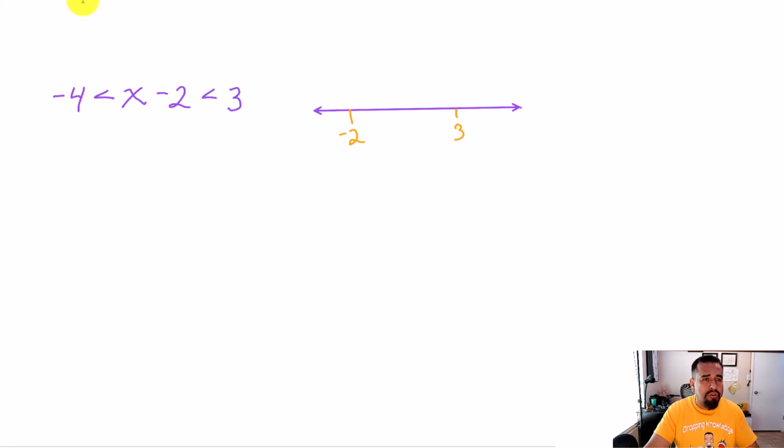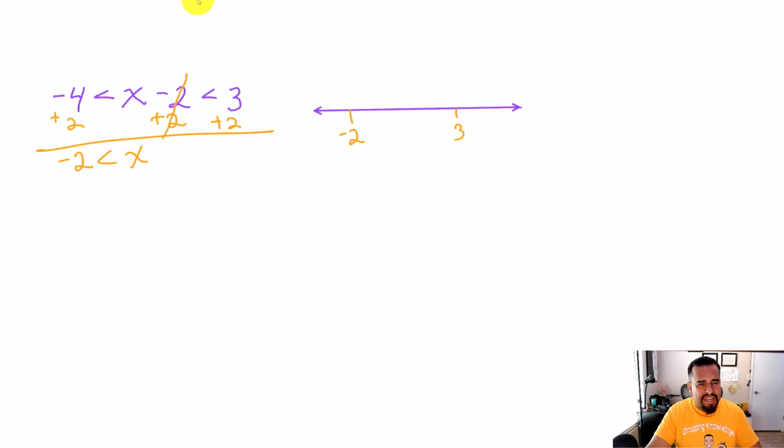So what we're going to do is take the -2 that's in between. And remember to use inverse operations. So we're going to add 2 to all constants, all numbers here. All right? That's all we need to do. -4 plus 2 is going to give me a -2 less than x. Right here, I don't have anything anymore. It went away. And then I have a less than symbol. And then 3 plus 2 is 5. Woo, 5. Not a 3 like I did here. Okay, so that's going to be a 5.